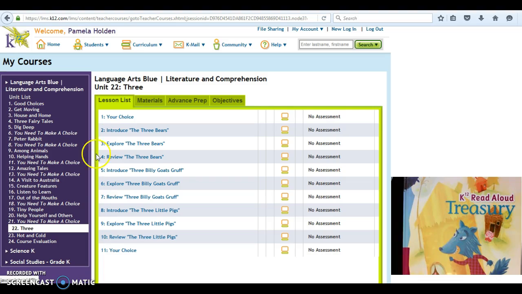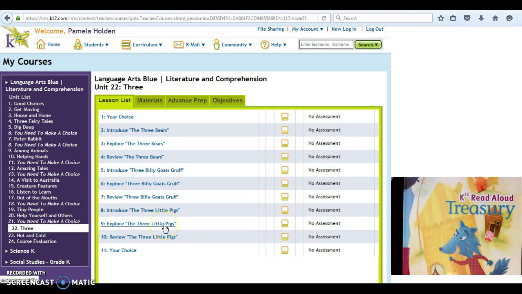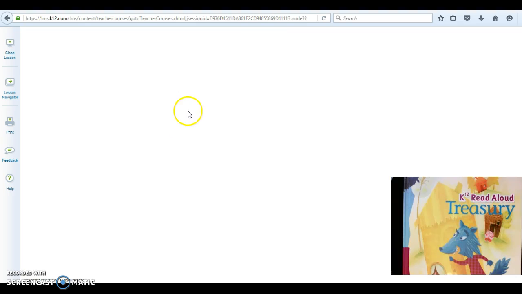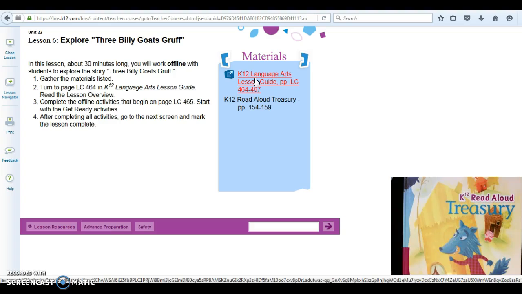We're going to continue to work in Unit 22, which is entitled 3. And today we're going to be looking at Lesson 6, which is called Explore the Three Billy Goats Gruff. You will need your K-12 Read Aloud Treasury book, which is where the play, The Three Billy Goats Gruff, is located. And you will also want to get your Language Arts lesson guide. And you can also use the lesson guide that is online. So I'm going to open up Lesson 6. I'm going to use the lesson guide that's online.